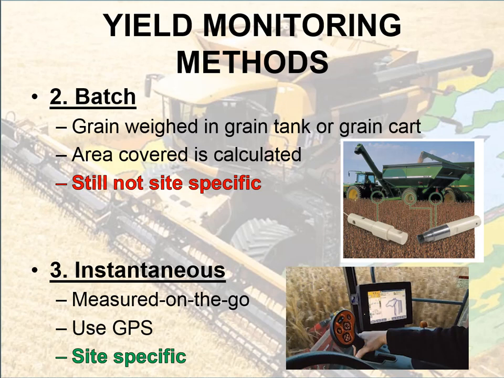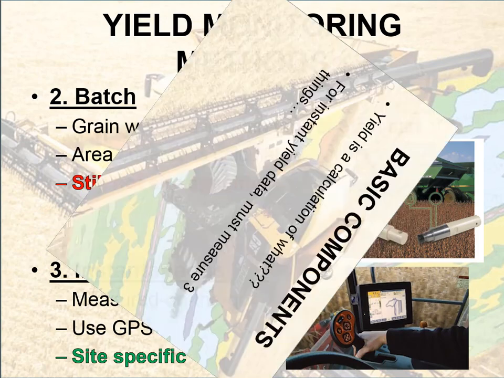The first two are not really good data. It's a good estimation or a good average. The third one is where we really see the differences in the field.